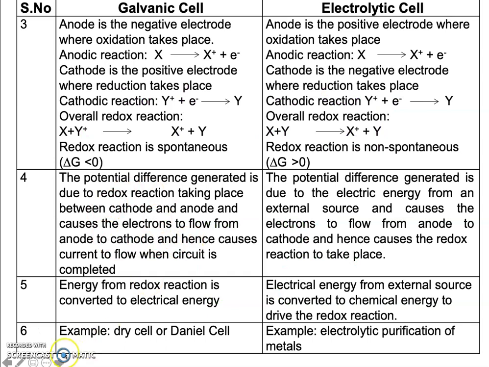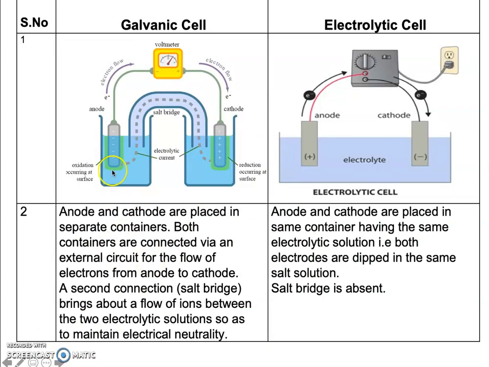The fourth difference here is the potential difference that arises between the anode and the cathode due to the redox reaction. This potential difference causes the electrons to flow from the anode to the cathode, and the flow of current will be from the cathode to the anode. This potential difference is spontaneous. Whereas in the case of an electrolytic cell, the potential difference also arises between the anode and the cathode, but it is because of the external flow of electricity into the cell.